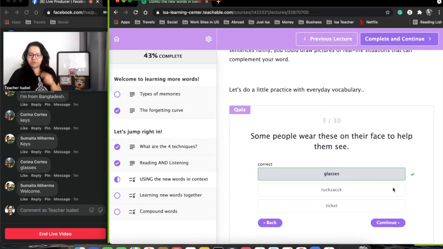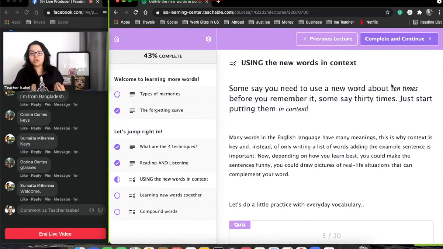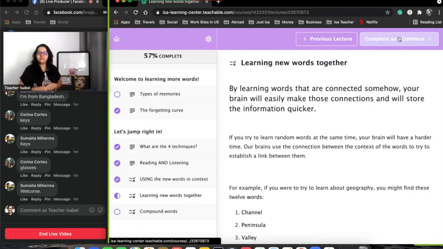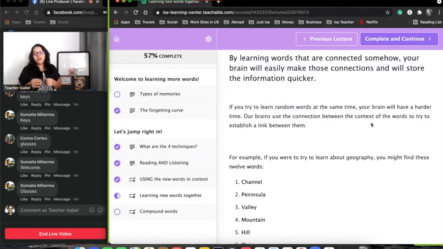So anyway, there are 7 more of these. You can go over them on your own. I will let you know later. But exactly this: using the new words in context, right? Learning new words together. By learning new words that are connected somehow, your brain will make those connections and will store the information quicker. We talked about this.